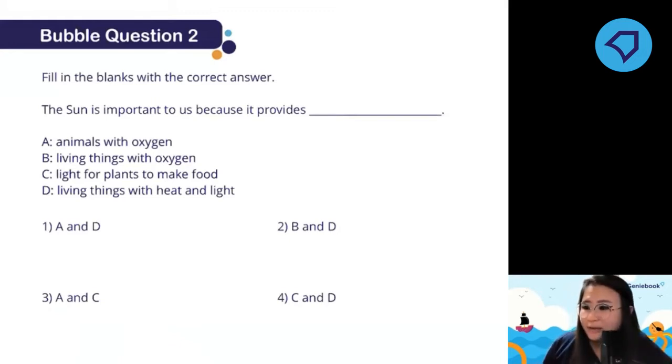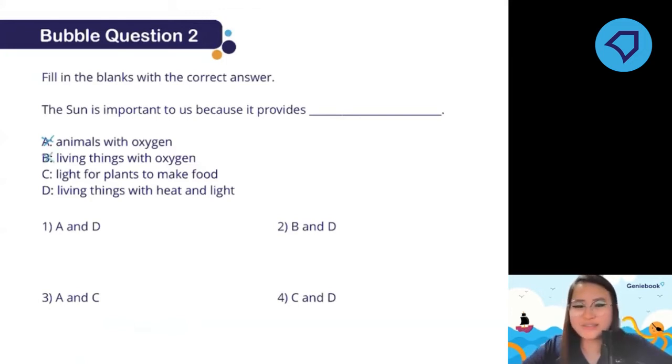Okay, so let's go into our second bubbly question. The sun is important to us because it provides what? A, animals with oxygen. Does the sun provide animals with oxygen? No, Noah, it doesn't provide any animals with oxygen. Sun is a source of heat. At night, it does not produce oxygen. Number two, or B, living things with oxygen. Again, it doesn't produce any kind of gases.